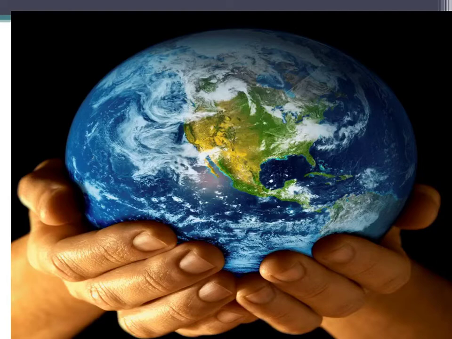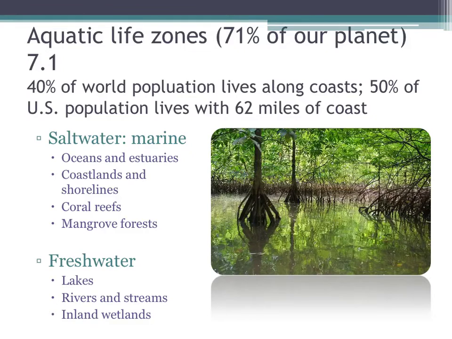The reason we are known as a blue planet, of course, is because about 71% of our planet is made up of oceans. So aquatic life zones, again, make up 71% of our planet. That includes freshwater too. 40% of our world population, which is spelled wrong, lives along the coasts. 50% of the U.S. population lives within 62 miles of the coast.